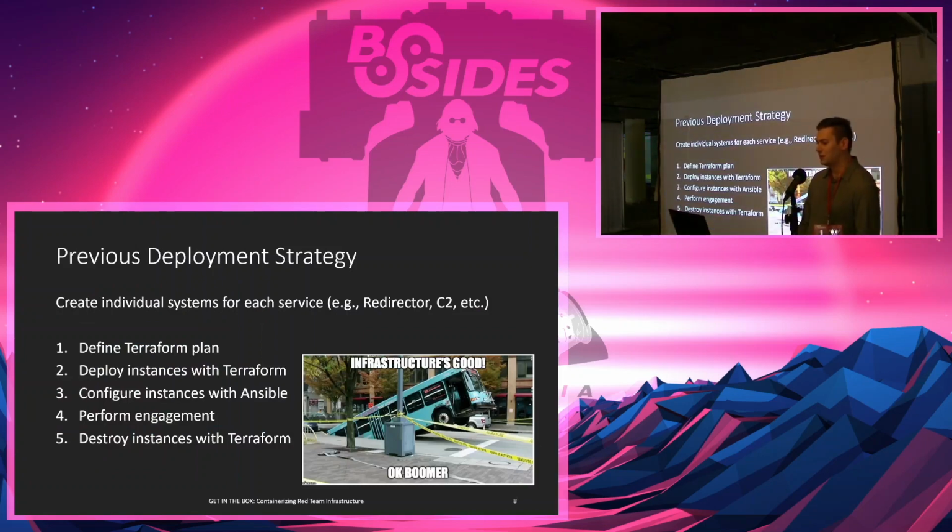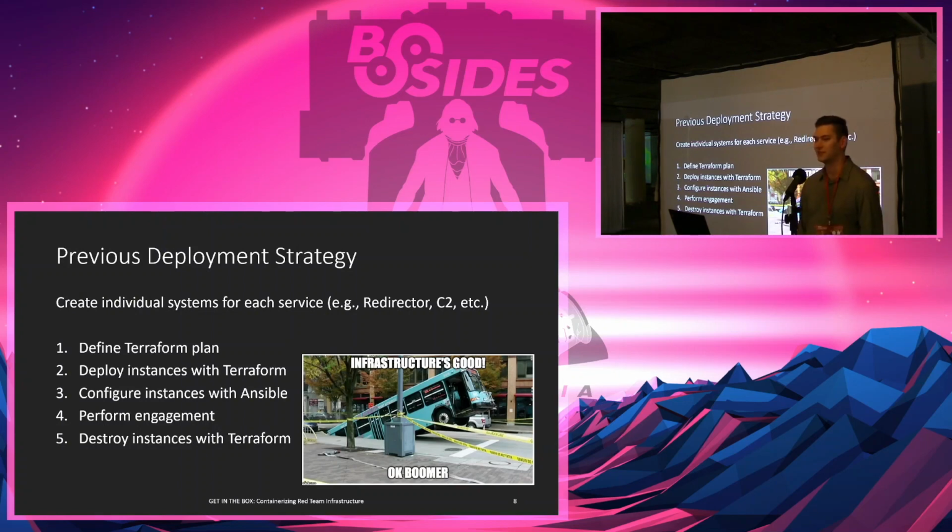Several years ago, when Terraform started getting pretty hot, not as hot as on the DevOps side, but when it started getting hot with red teaming, a lot of people started going in on Terraform and using it as a means to deploy infrastructure rapidly. And then they put together some type of Terraform plan that would spin up all of these different systems.